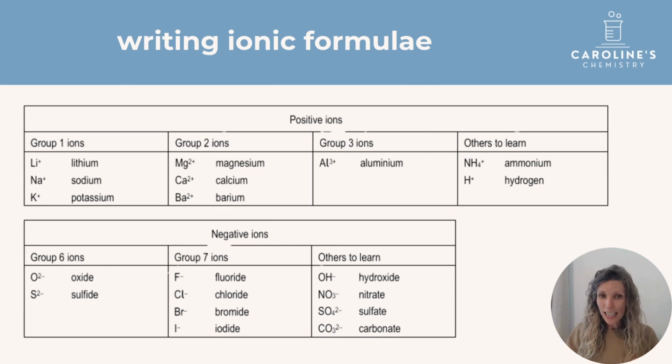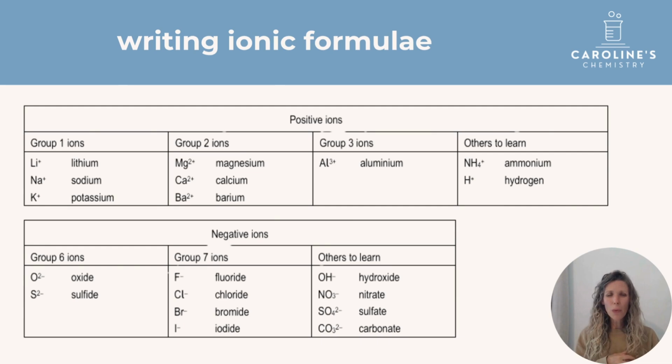Now let's think about groups 6 and 7. Group 6 elements have 6 electrons in their outer shell, and in order to get a full shell, they need to gain 2 negative electrons, which gives them a charge of 2-. Group 7 have 7 electrons in their outer shell, they need to gain 1 negative electron, so they have a charge of 1-. So the position in the periodic table, group 1, 2, 3, 6, and 7, tells you the charge on the ion.